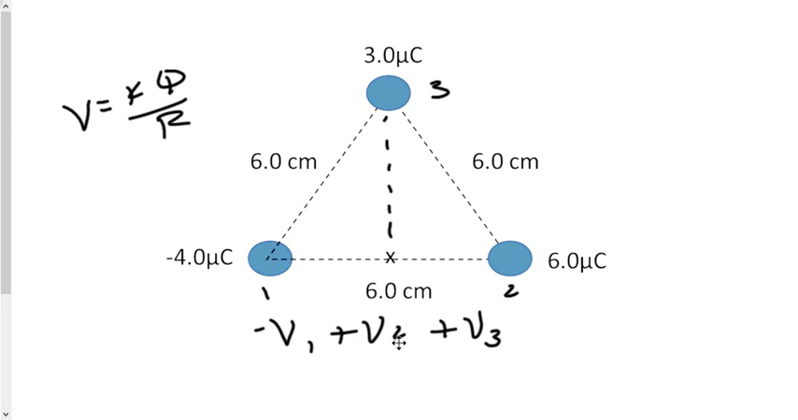So it's just a matter of adding up, and that's going to be equal to voltage total, or potential total. Remember, voltage is not a vector, so we don't need to do any x's and y's for that. So that's pretty easy to do.